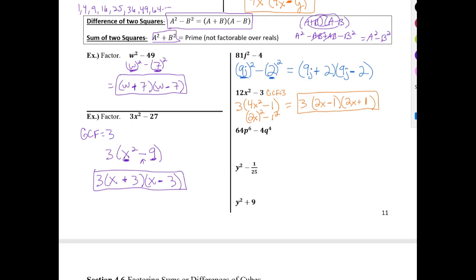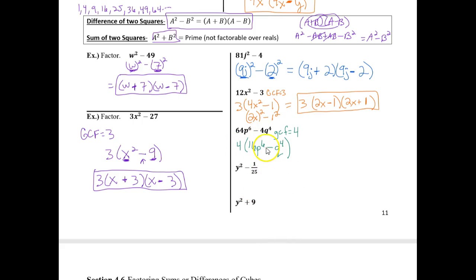The next example here, we have 64p to the 6th minus 4q to the 4th. Again, we always start with our GCF. There's no variables in common, but there is a 4 in common. So if I divide out a 4, I'd be left with 16p to the 6th minus q to the 4th. Right? 64 divided by 4 is 16. 4 divided by 4 is 1.